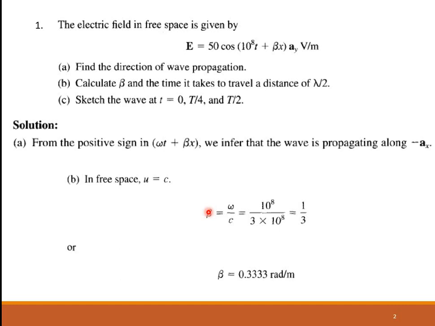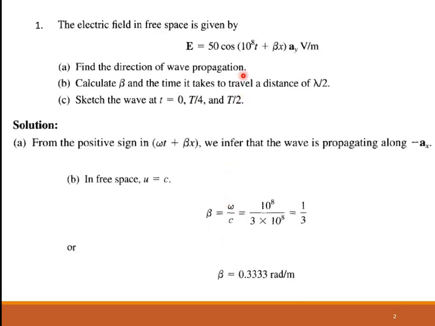Okay, you should know them by heart. Only then can you solve the problems. So in the case of free space, beta is given by omega by c. Actually, what is the general expression for beta? Beta is omega by v, where v is the velocity. In this case, the velocity of propagation is the same as c, the speed of light. C is a constant, the speed of light, because the medium is free space.